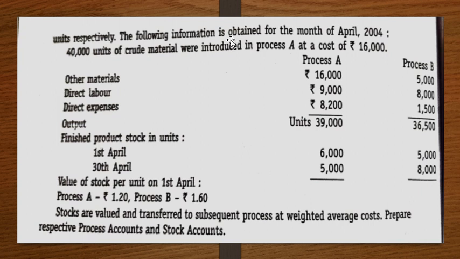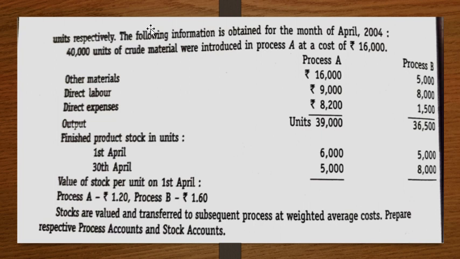The following information is obtained for the month of April 2004. 40,000 units of crude materials were introduced in process A at a cost of rupees 16,000. So they have given here the number of units introduced for process A, which is 40,000 units of crude material introduced in process A at a cost of rupees 16,000. So the cost is 16,000. Then they have given other materials, direct labor, and direct expenses, both for process A and for process B.